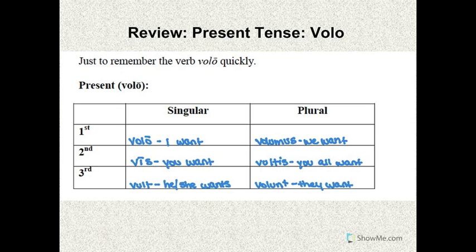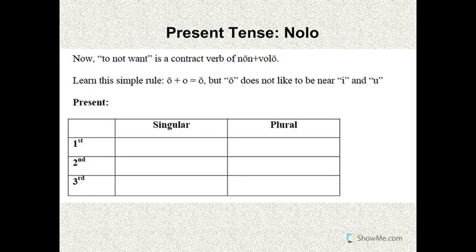Okay, we have Volo, I want; Vis, you want; Vult, he or she wants; Volumus, we want; Vultis, you all want; and Volunt, they want. Awesome review. Alright, now let's look at the verb Nolo.